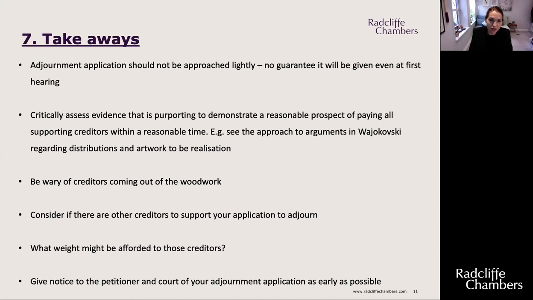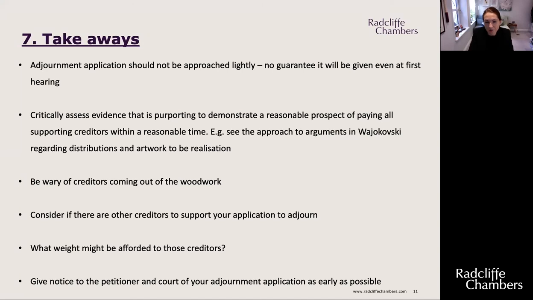So the point to take away there is to be prepared for your evidence to be properly and critically considered. Another consideration is to be wary of creditors coming out of the woodwork. Of course, that phrase has negative connotations, but it may be that creditors will be able to support your application as well. If you have creditors that think that a bankruptcy order would not be in their interest and you're the debtor, you may wish to have those at your side to bolster your adjournment application. With that in mind, one needs to put their mind to what weight can be afforded to those creditors. So, as I said, if they are associates of the debtor, depending on your position, they may give limited or more weight to your argument.